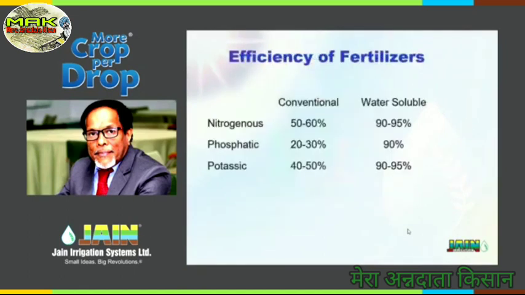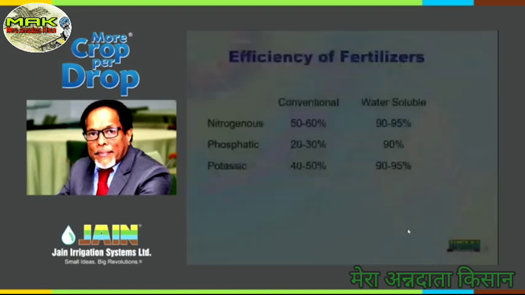Generally speaking, from conventional to water-soluble fertilizers, you increase the efficiency of the fertilizers. Nitrogen goes up to 90 to 95, phosphatic to 90, and potassic to 90 to 95. This is actually data from research done at Tamil Nadu Agricultural University. I'm just using it to explain the fact that fertilizer use efficiency increases for all the elements N, P, and K when you change from soil application to fertilizer application through fertigation.